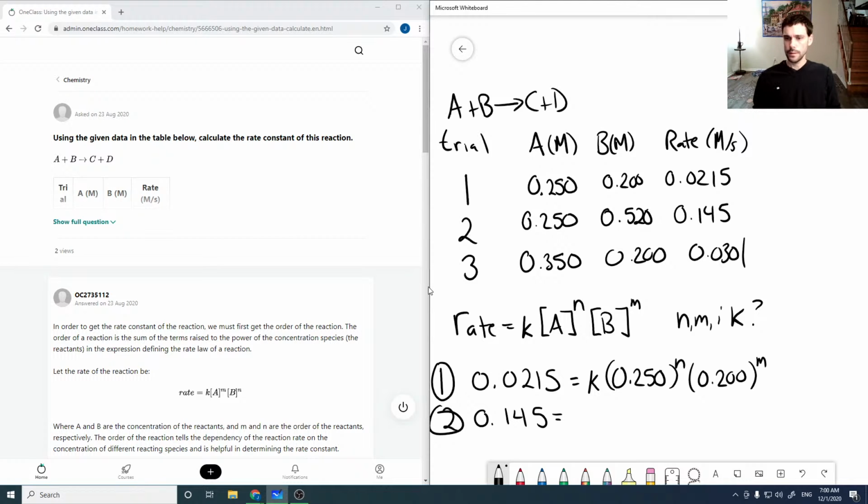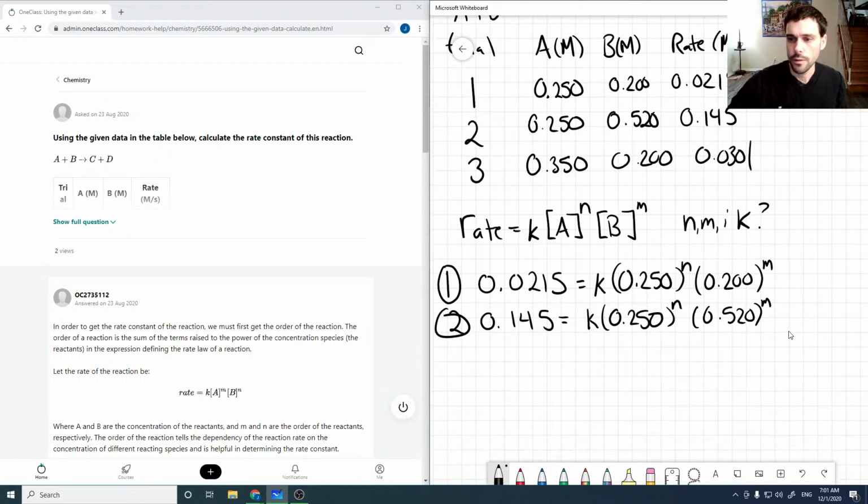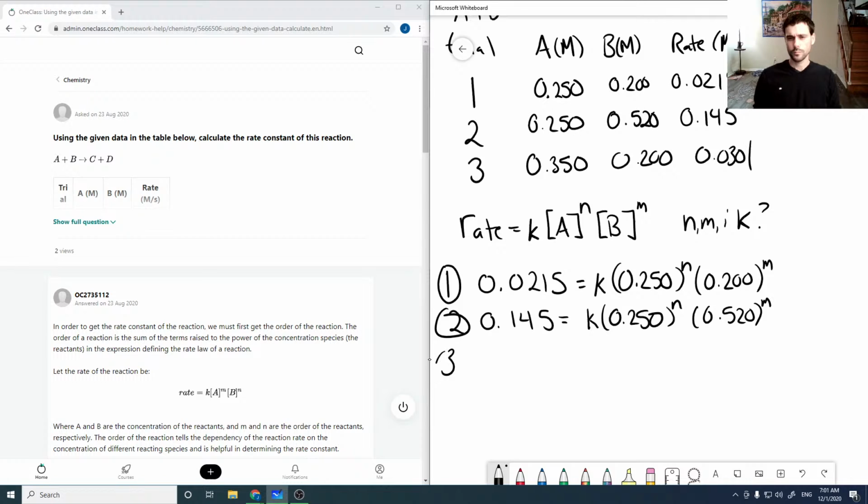Our second equation is 0.145, K times 0.250 to the N, 0.520 to the M. And our third equation is 0.0301, K times 0.350 to the N, 0.200 to the M.